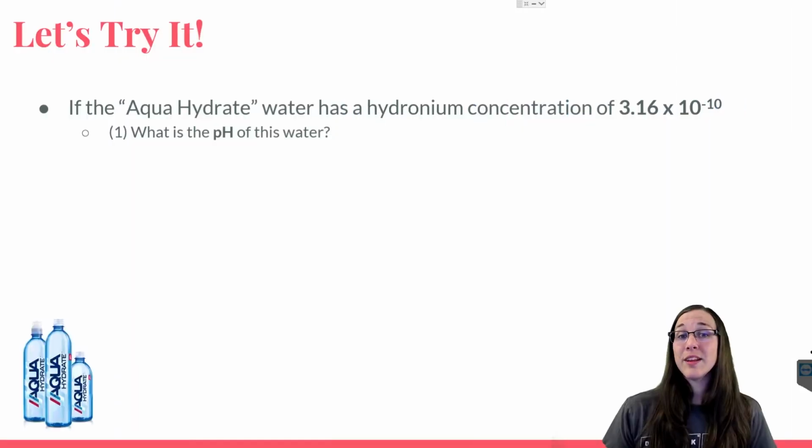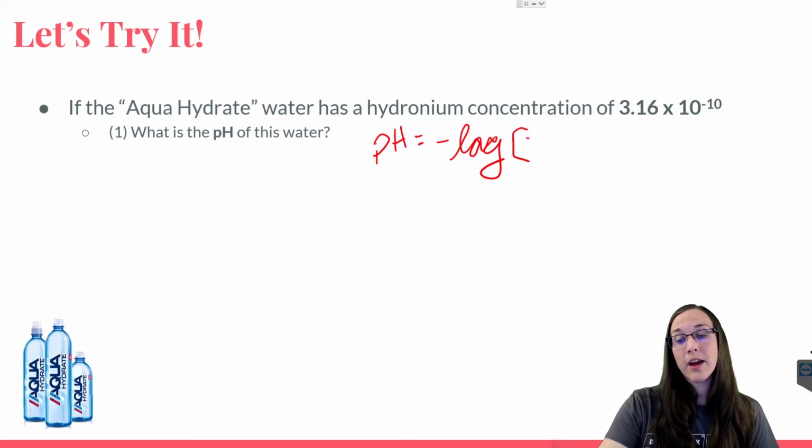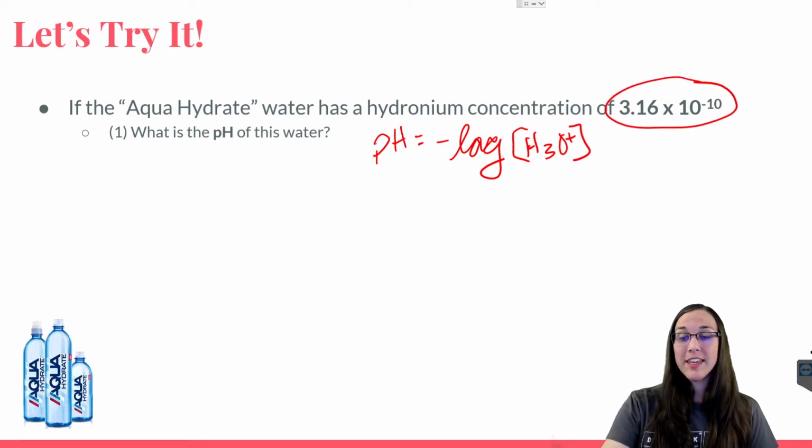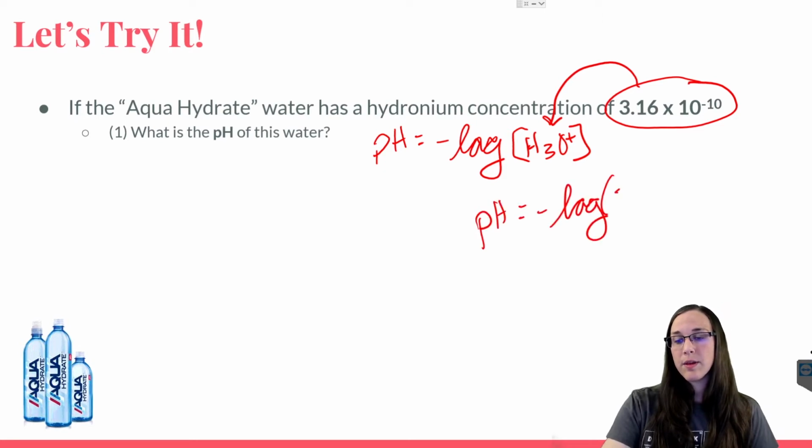So let's go ahead and give one of these calculations a try. If the aqua hydrate water has a hydronium ion concentration of 3.16 times 10 to the negative 10, what's the pH of this water? So we're obviously going to need to use the equation setup of pH equal to negative log times hydronium ion concentration. We were given the hydronium ion concentration right here, so we're just going to plug that in there. pH is equal to negative log times 3.16 times 10 to the negative 10.